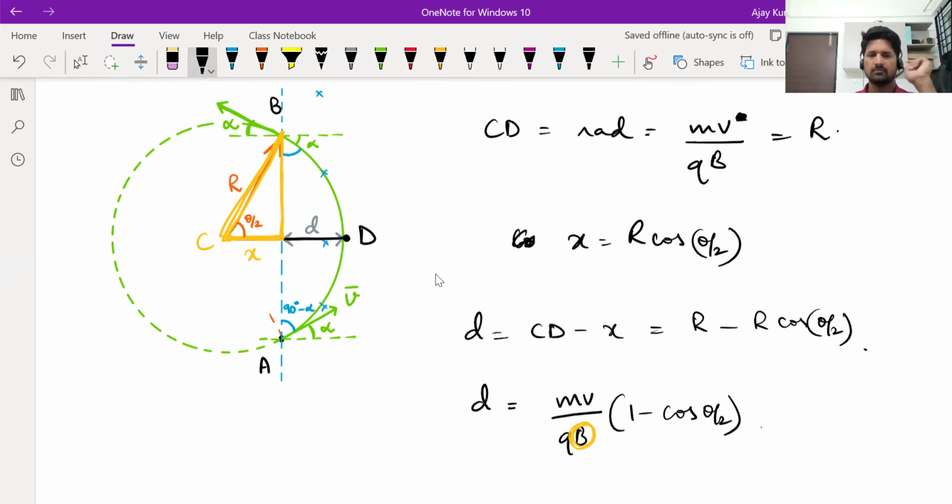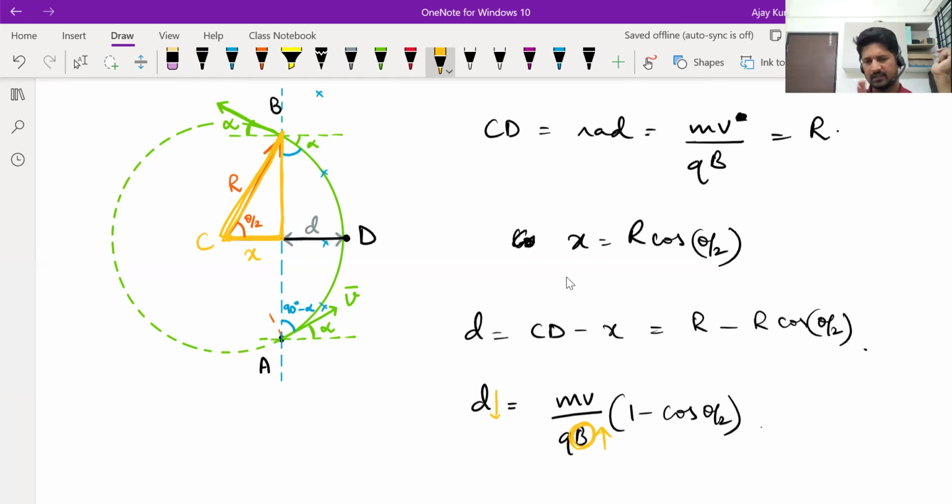So tell me now, if the magnetic field is stronger, will the charge go a greater distance into the magnetic field? That means will small d increase or will small d decrease? If the magnetic field is made stronger, nothing else is changed. Decrease. As you can see in the result, we find magnetic field in the denominator, right? So if magnetic field increases, the distance d is going to decrease.